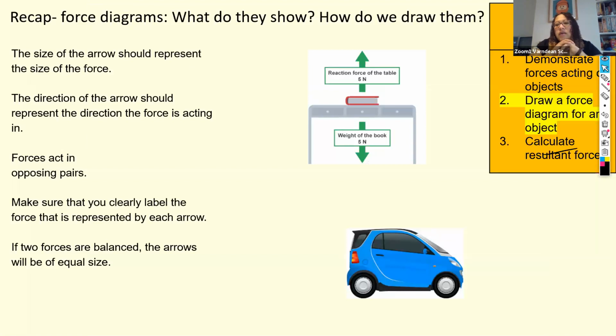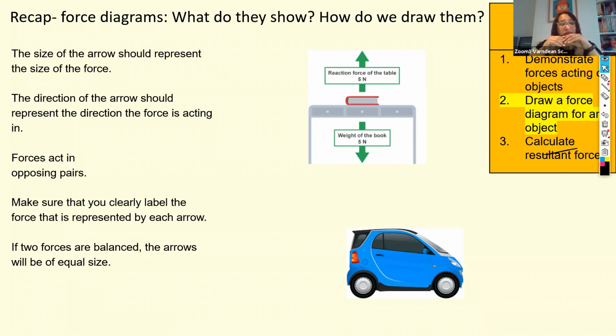So, looking at drawing force diagrams for objects, we need to be able to show the pairs of forces in action on an object. If we have a look here, there's a book on the table and it's telling us that the reaction force is 5 newtons and the weight of the book is 5 newtons. It's not moving, it's exactly stationary on the table. The size of the arrow should represent the size of the force, so the arrows here are the same size because they're the same amount of force, both 5 newtons.